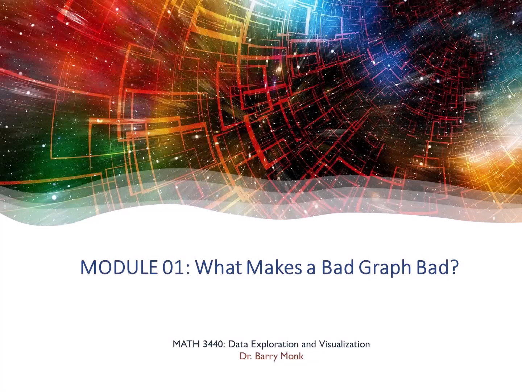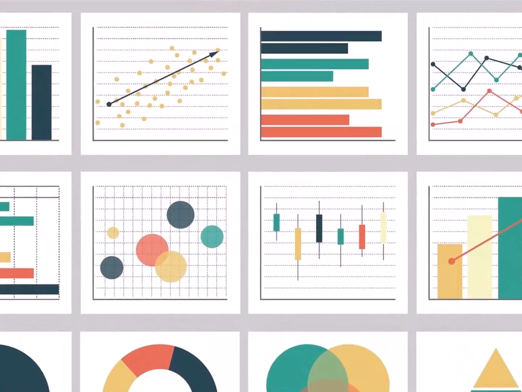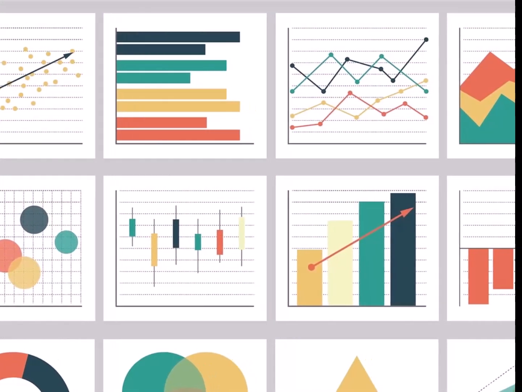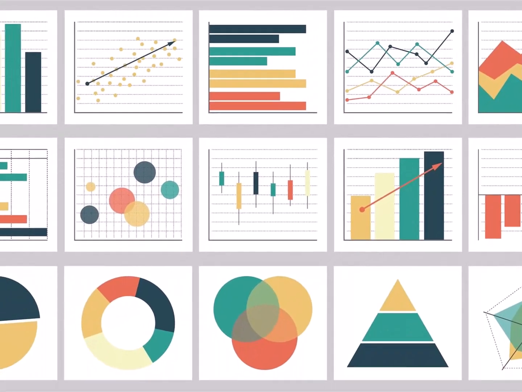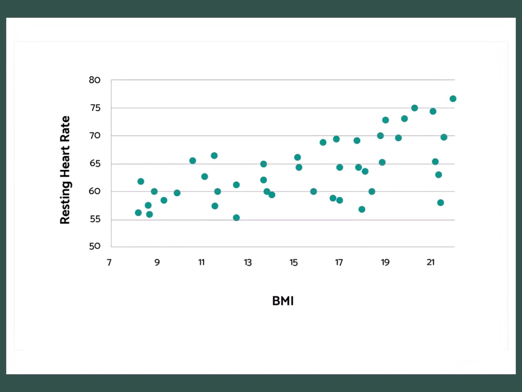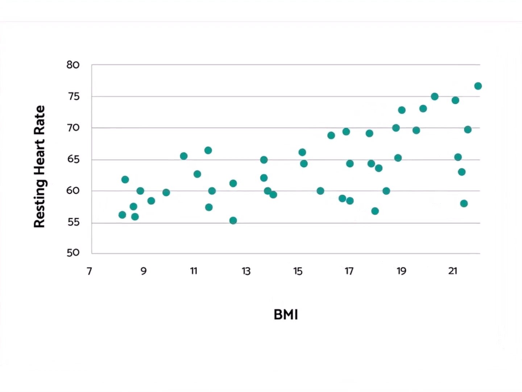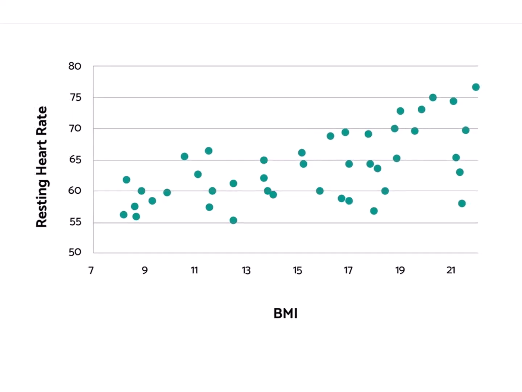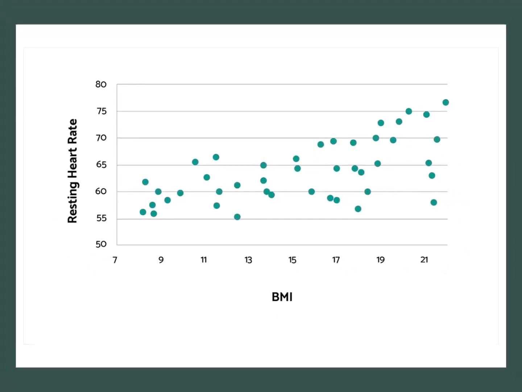What makes a bad graph bad? Graphs and statistics are powerful tools that allow us to see the data in a visually appealing and understandable way. Often, a graph makes it easier to identify trends or patterns that may not be apparent just by looking at the data itself. Sometimes, though, a weakly designed graph can undermine its purpose.